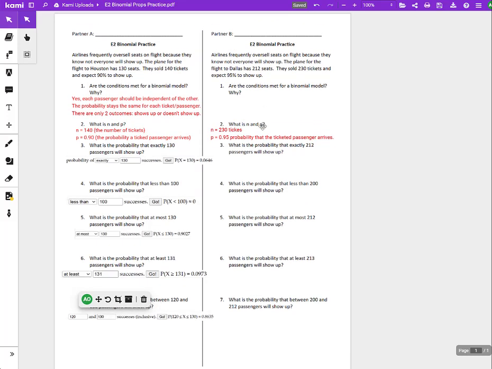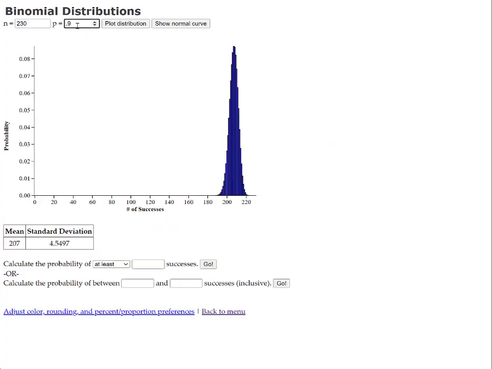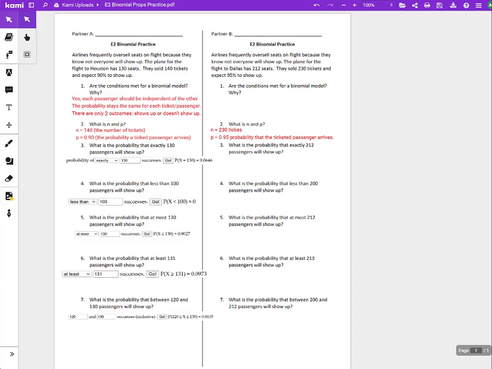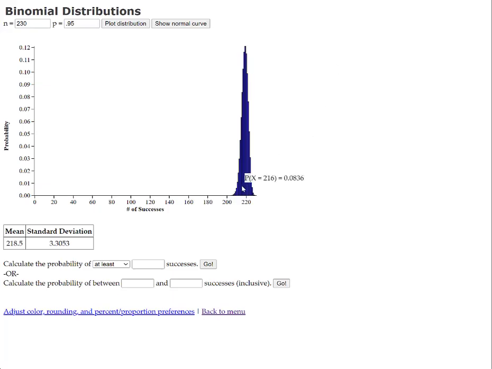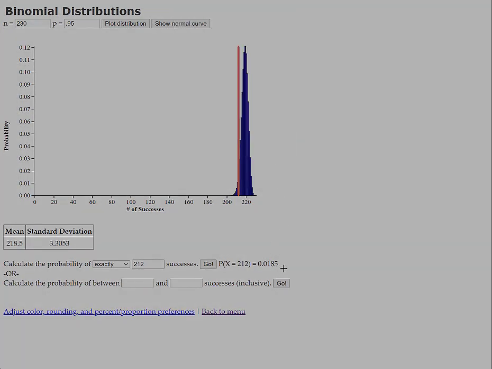Okay, so now we'll go ahead and set up for the other one. It's 230 tickets and 0.95. And now we're going to find out 212. So on this one, I guess I could float over it. There it is. 212. Or I could just put exactly, this is easier, 212. And you can see exactly the answer. And you see how skinny the rectangles are. So exactly 212.